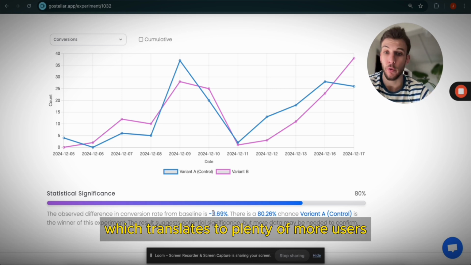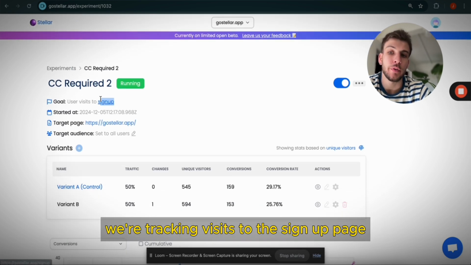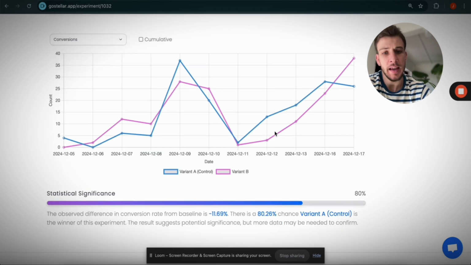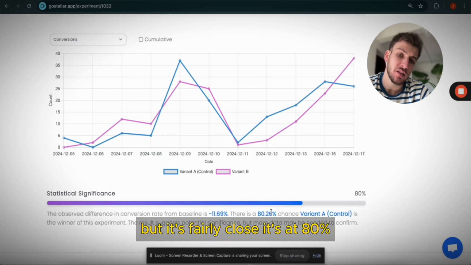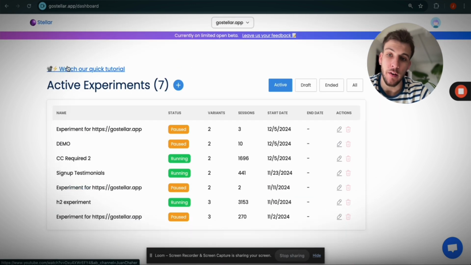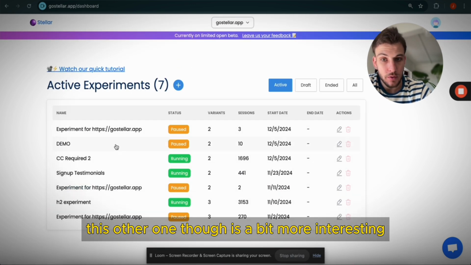to plenty of more users proceeding to sign up, because that's the goal. We're tracking visits to the sign up page from the view of this website section. And this is not statistically significant yet, but it's fairly close. It's at 80%. We should soon have enough certainty to call it a finished experiment. This other one, though, is a bit more interesting.